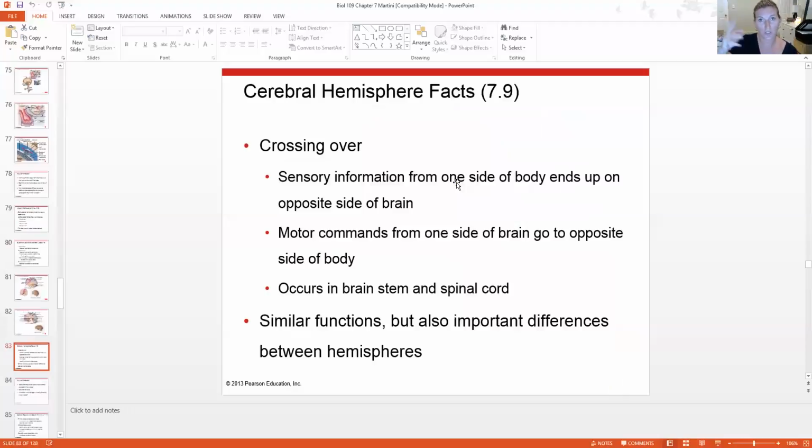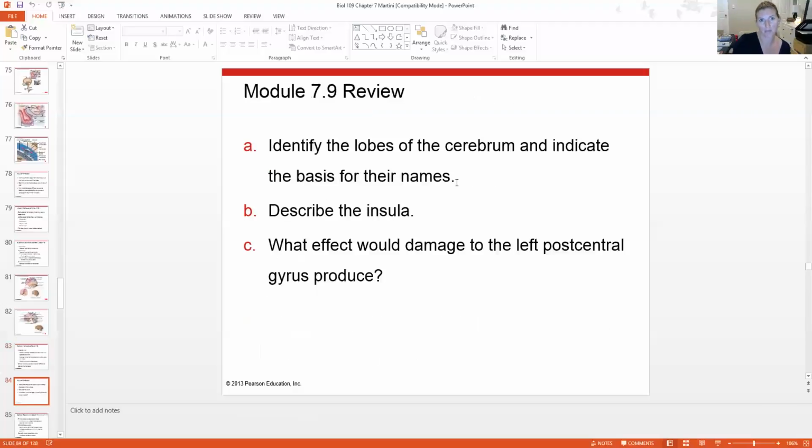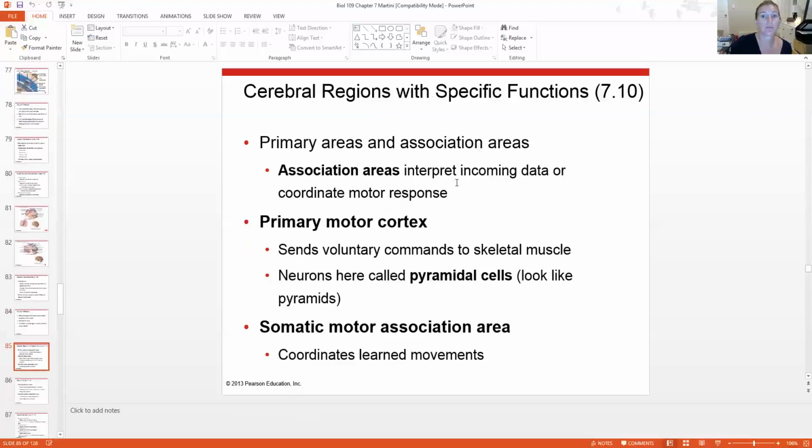This crossing over occurs in the brainstem and spinal cord, depending on which pathway. It does have specific important functions, but for the most part, each hemisphere does the exact same thing. You could pause the video and go back and review. Let's talk about some of the specific functions of these cerebral hemispheres or cerebral regions.